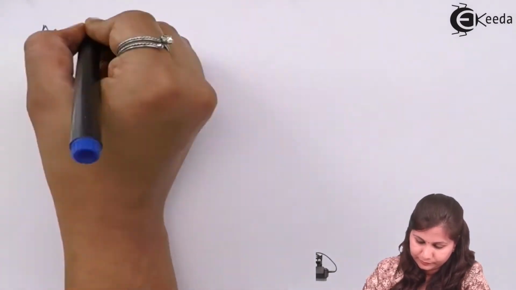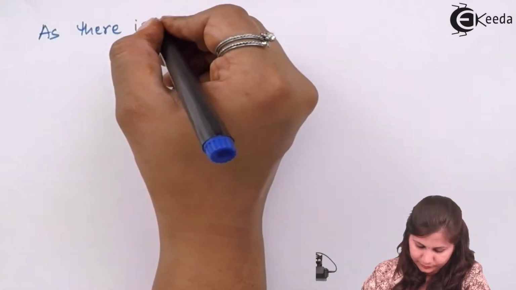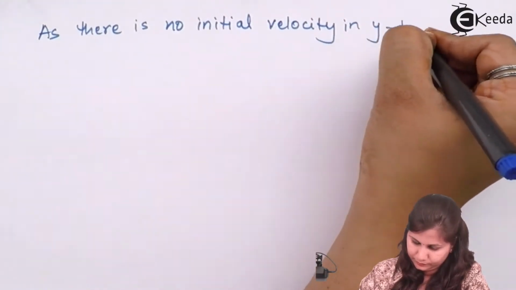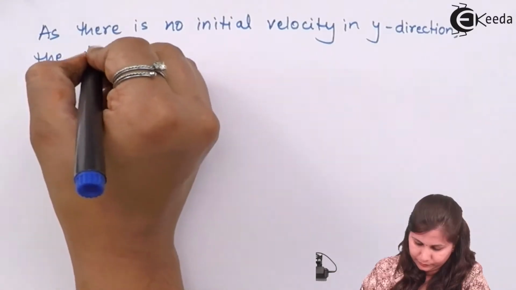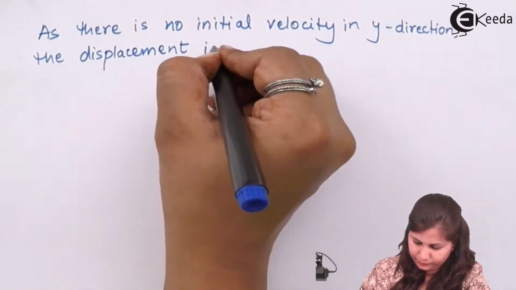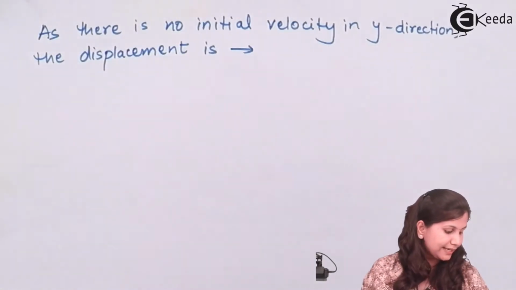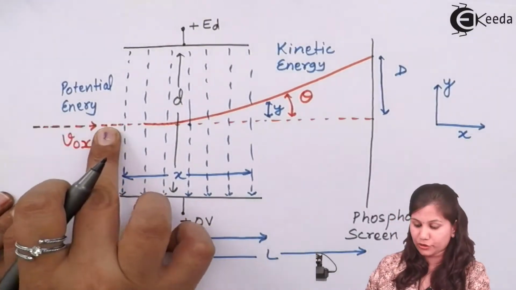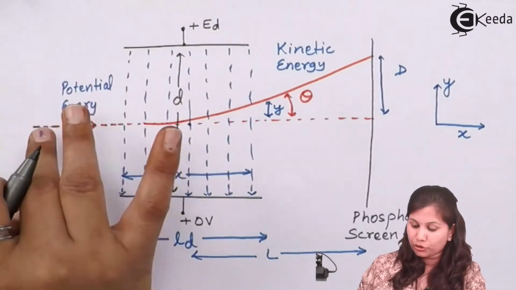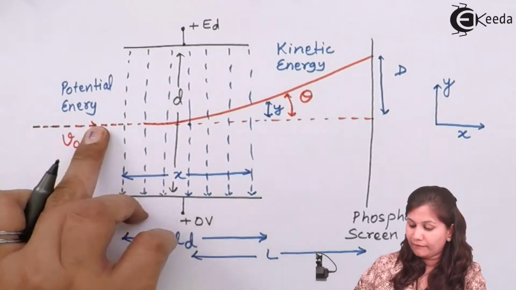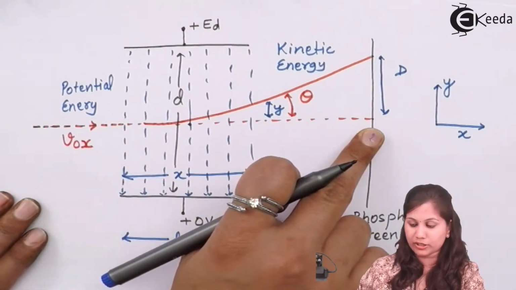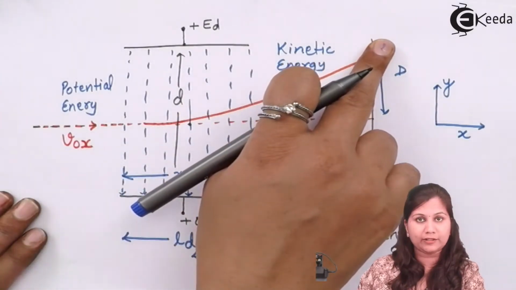So as the velocity is not changing in the x direction, because when the electron is entering the field, it was having velocity only in the x direction. There is no velocity in the y direction. So there is no initial velocity in the y direction. When it is coming out of the electrostatic field, the velocity in the x direction remains constant. Only there is change in the y direction velocity.